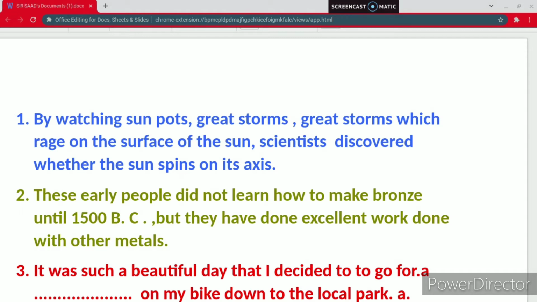So we have the first sentence. You can see: by watching sunspots, great storms which rage on the surface of the sun, scientists discovered whether the sun spins on its axis. So look here again: by watching sunspots, great storms which rage on the surface of the sun, scientists discovered whether the sun spins on an axis. So here we have to figure out the mistake.